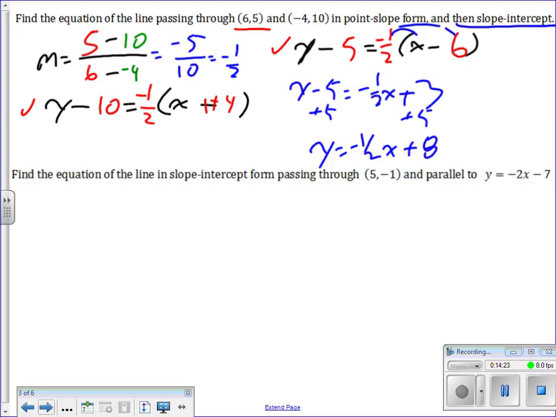Yeah, I figured out if you just added to the point slope, you get the slope intercept. I didn't realize it. And if you did the other one and rearranged this, you'd get the same thing. Doesn't matter which one you start with, you'll end up the same in the end.